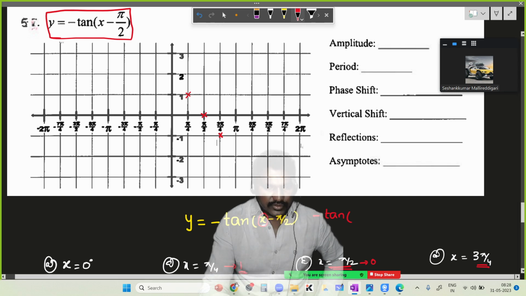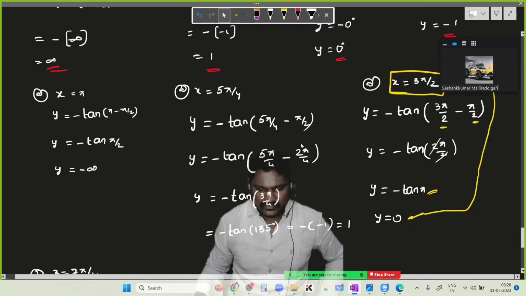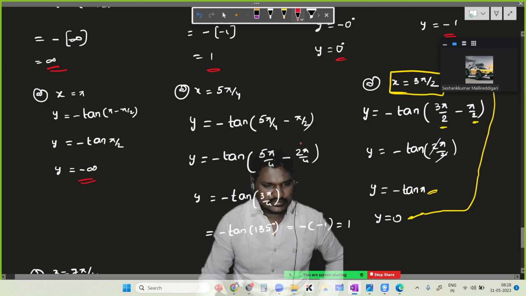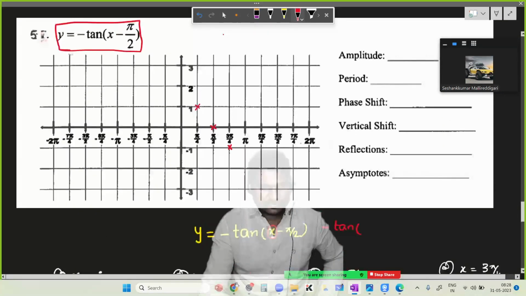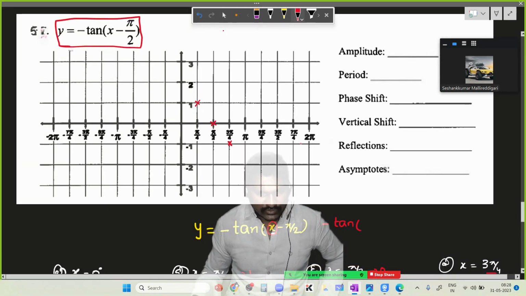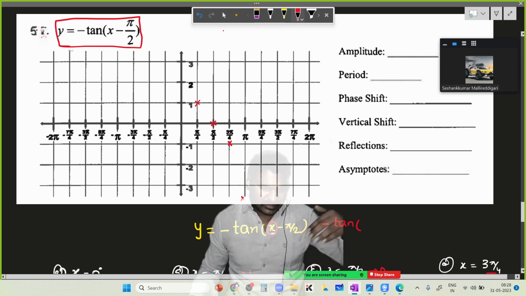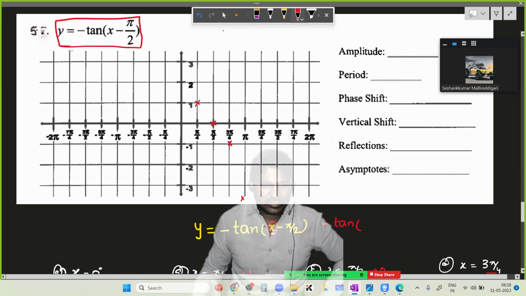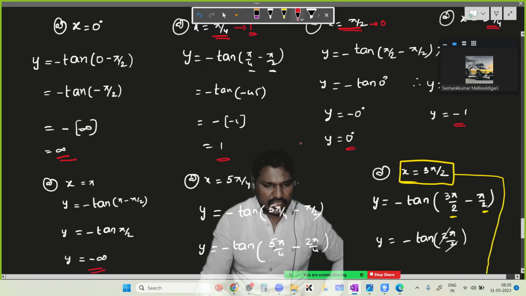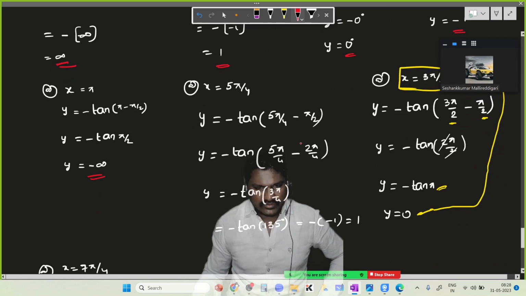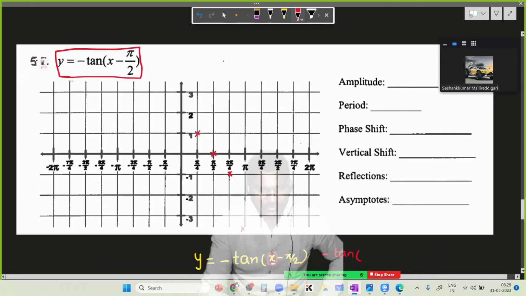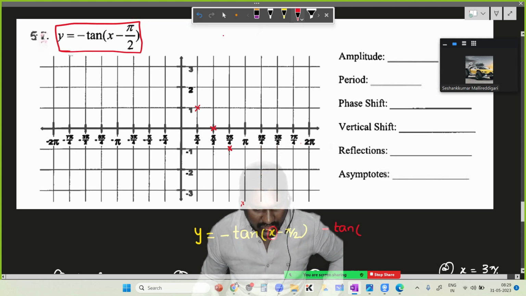And at x equals pi, the function value is again undefined. I'll mark it here. Undefined means it will extend up to the last value of the y axis. Then at x equals 5 pi by 4, the value is 1. Again it will start from here.